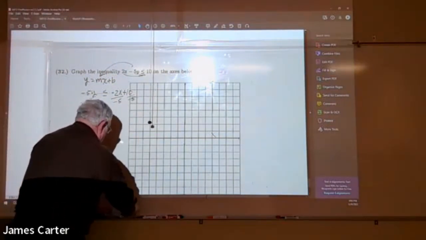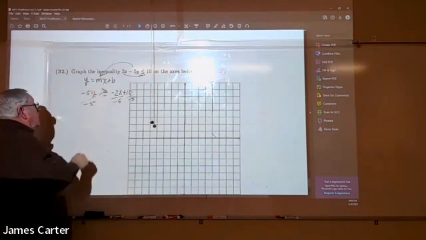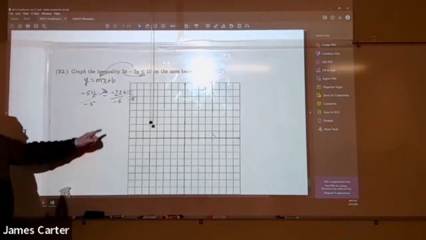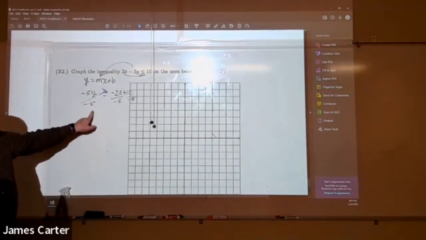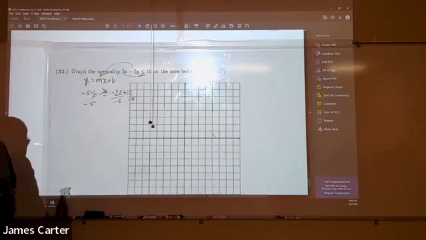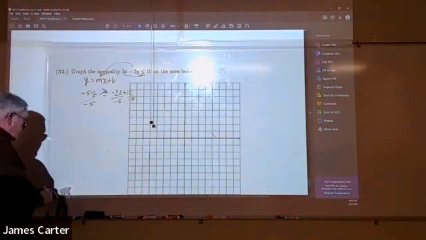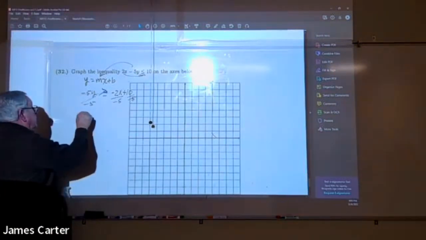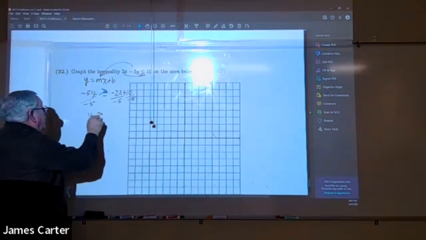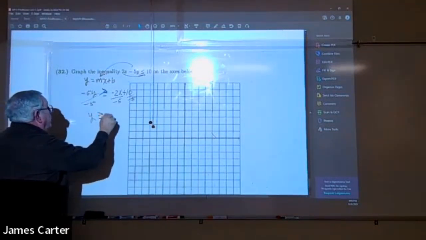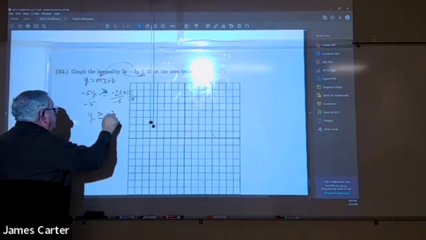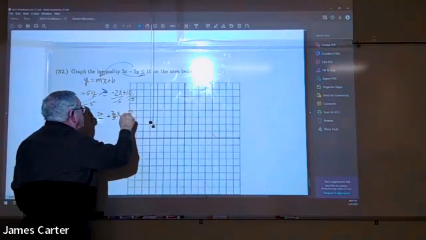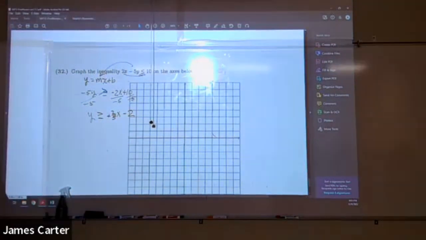And flip the symbol. Remember, when you divide or multiply by a negative, you have to flip the symbol. Now, continuing, this gives me y greater than or equal to positive 2/5 x minus 2. That's my new equation.